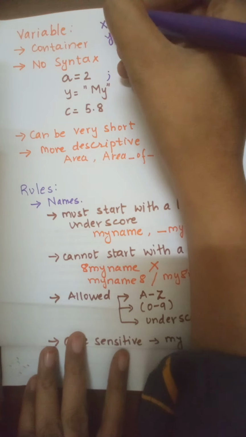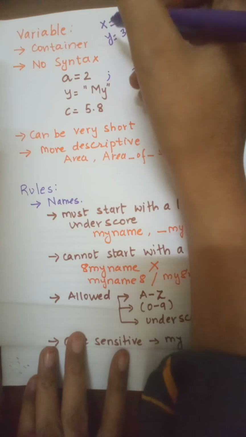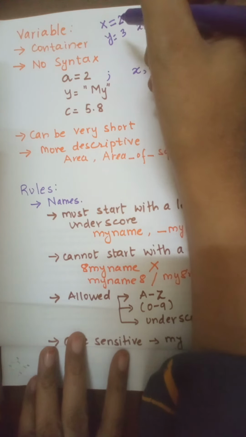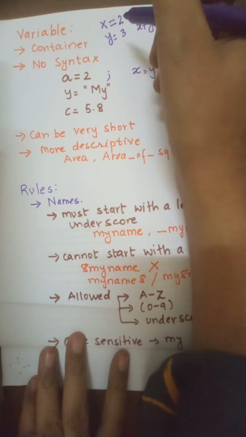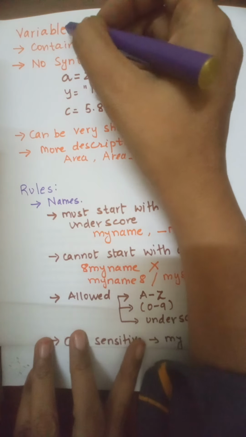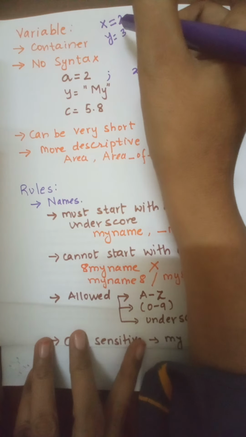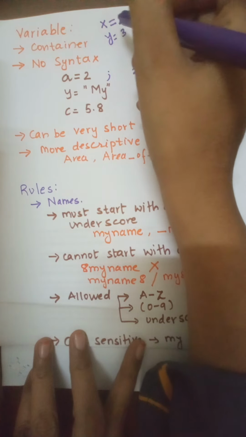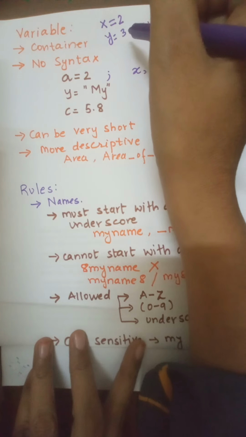Similarly in Python, this x and y are called variables, which contain something for you to solve your question using the Python programming language. So what is a variable? It is nothing but a container which will contain some value. Here x is containing value 2, y is containing value 3.